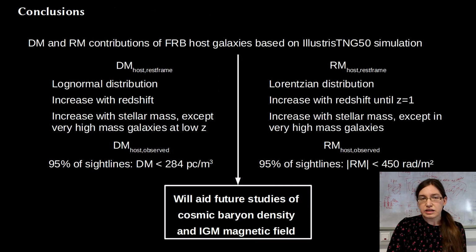These results can help future studies of the cosmic baryon density and intergalactic magnetic field by providing an estimate on the host contribution to the observed DM and RM of FRBs.